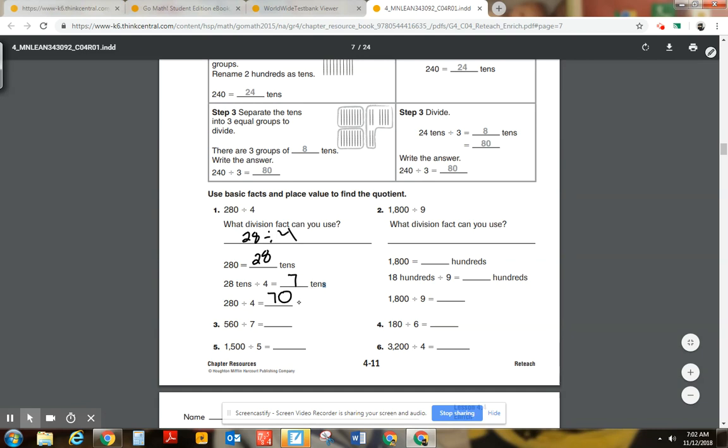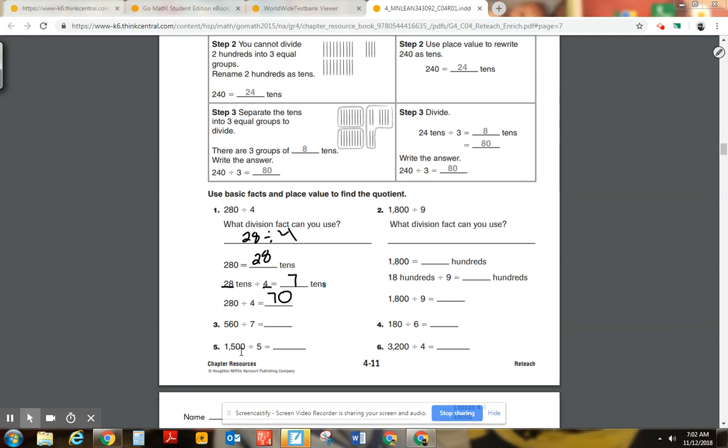Make sure that we are really looking at these basic facts. I think that you should do well as long as you are precise with your multiplication and division facts, and as long as you are precise with how you are reading these numbers.